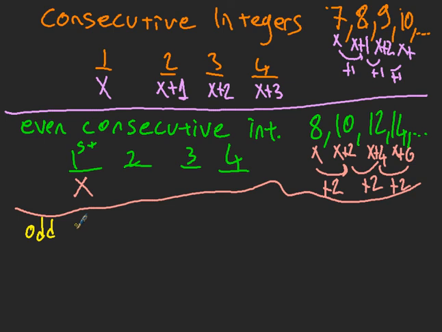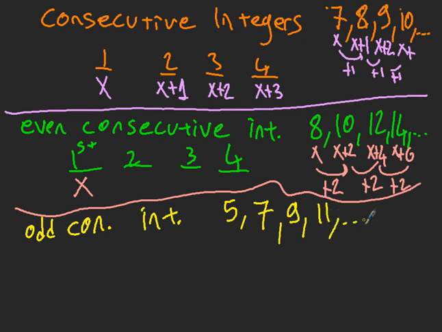Odd consecutive integers. Let's do the odd ones. If the first one is 5, what is the next? 7. What is the next? 9. And what is the next? 11. It will continue like that. So, I will name the first one as x. What is the next one? Plus 2. What is the next? x plus 4. x plus 6.